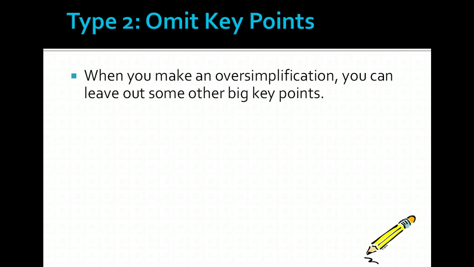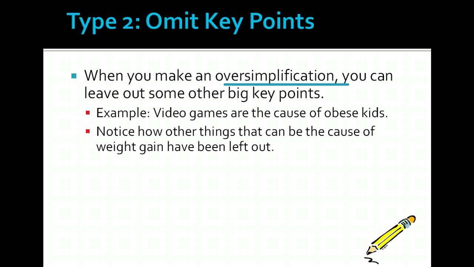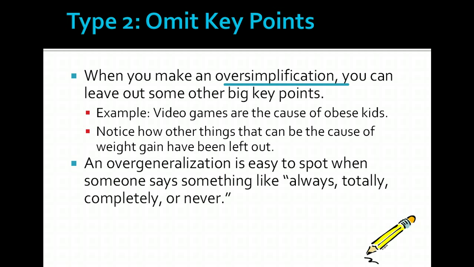All right, moving on to type 2. This is called omitting key points. When you make an oversimplification, you can leave out some of the other big key points. You could say, for example, video games are the cause of obesity in kids. Well, you notice how you're leaving out a lot of other things that could be the cause of weight gain, such as eating a lot of junk food and not getting the proper amount of exercise. Yeah, you could say that the amount of time kids spend on the couch playing video games, watching TV, surfing the internet could lead to obesity, but there are lots of other things that are part of it. So you're oversimplifying, and that's not a good thing.